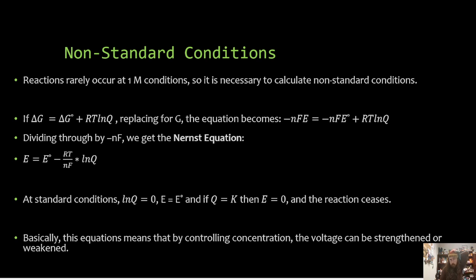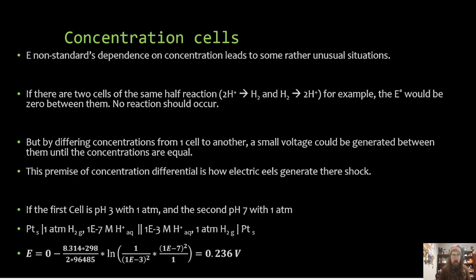So we can figure that out. All that's fine, but with that in mind, we can calculate the new voltage, and the voltage can be strengthened or weakened by giving certain non-standard conditions. We can tweak the voltage slightly based on certain changes to the half reactions. Which brings us to a kind of annoying but somewhat interesting idea called concentration cells.